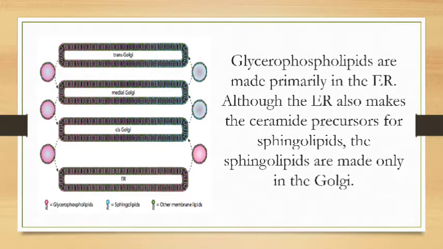Glycerophospholipids are made primarily in the endoplasmic reticulum, although the ER also makes the ceramide precursors for sphingolipids. The sphingolipids are made only in the Golgi.